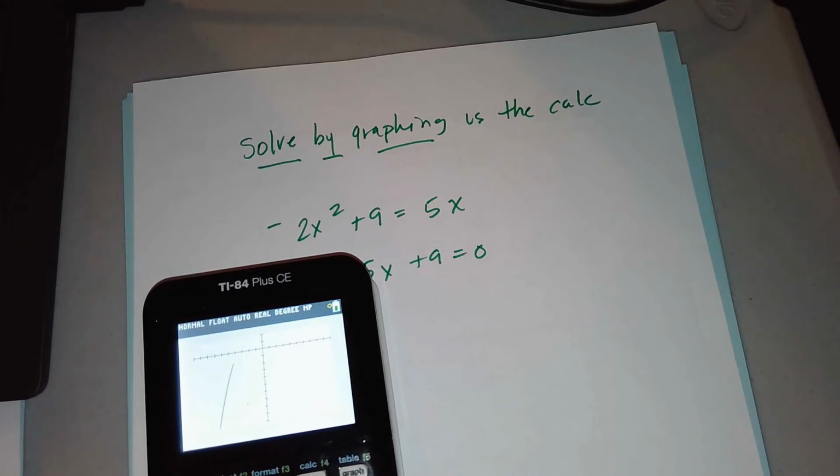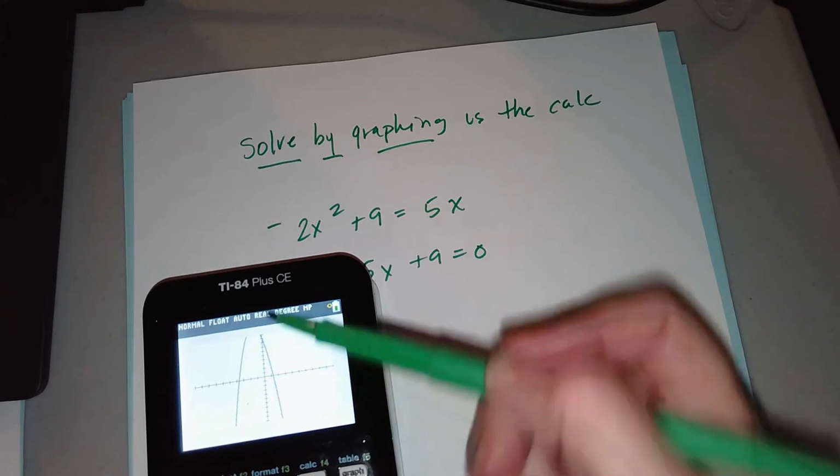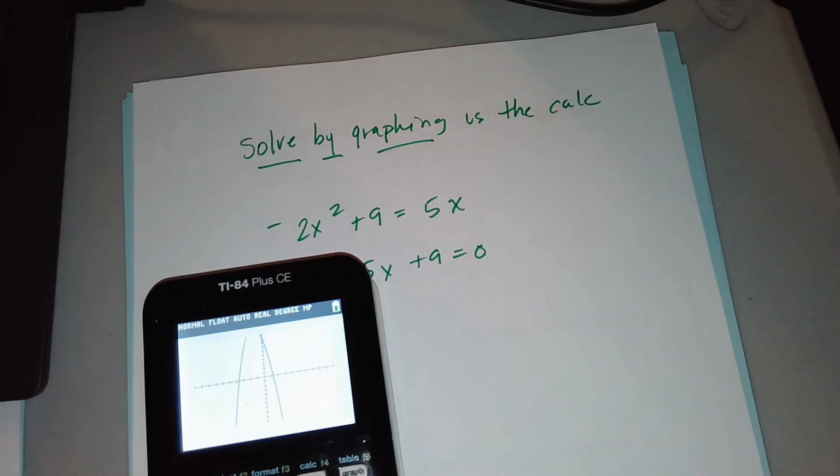And now my window setting is a little bit off. It's not 100%. I'm going to go ahead and change it back to my standard screen, which is zoom 6. So zoom 6, I get a pretty good picture. I don't really get to see the top of the graph, but to be honest with you, if I'm looking for solutions, I don't really need to see the top of the graph.